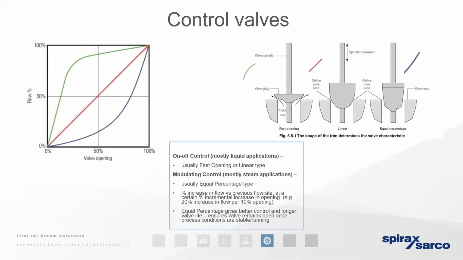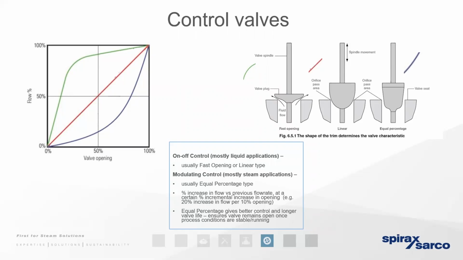We want to use an equal percentage trim wherever possible on a control valve. And as you can see from the curve over towards the left, an equal percentage trim means that the control valve is going to be in probably the 60 to 80% open position for the vast majority of its operational life. Why is that important?